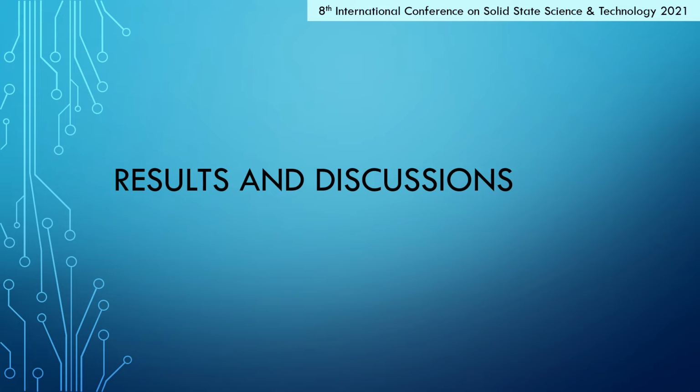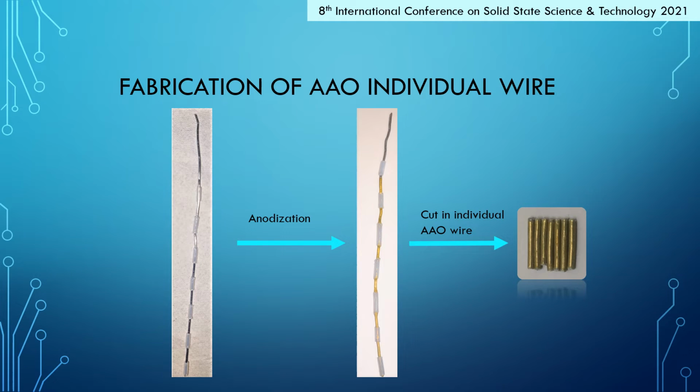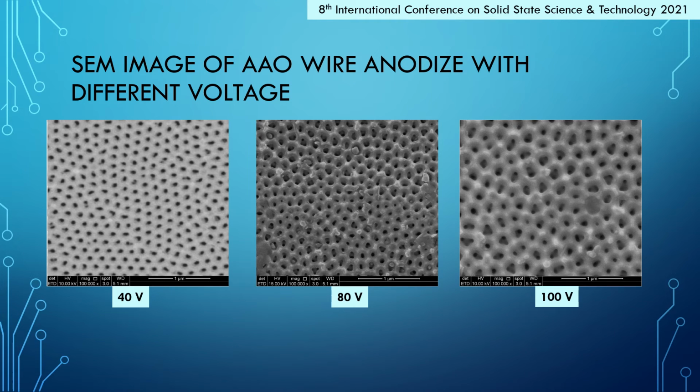Results and discussions. Here is the image of the AAO wire. The AAO wire was segmented for 0.5 cm each, so only the exposed area is anodized. The wire was cut into individual pieces for easy handling and analysis. These are the SEM images of AAO with different anodization voltages: 40 volt, 80 volt, and 100 volt. From the images, it appears that higher voltage results in larger pore size, but the pore distribution and homogeneity are affected when higher anodization voltage is set.